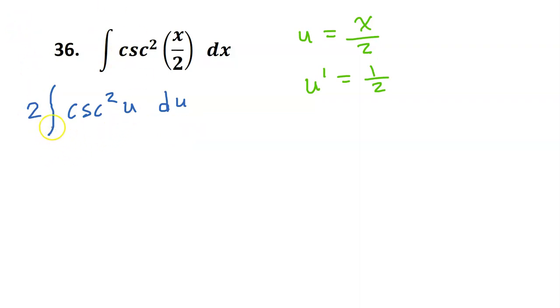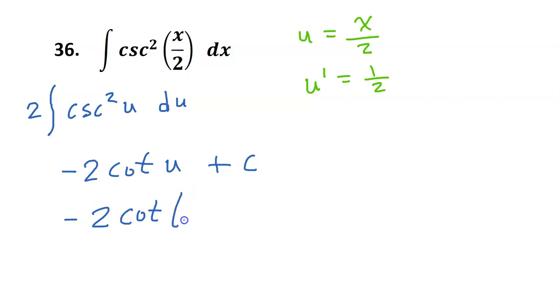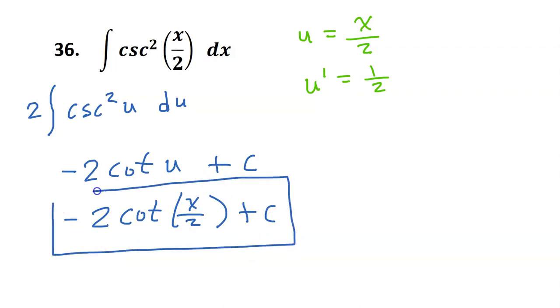As I mentioned in the review, the integral of cosecant squared is negative cotangent. So we have negative cotangent u plus c. Don't forget the 2 in the front, which will now be a negative 2. Time to get the x's involved again. So u is equal to x over 2. So we have negative 2 times the cotangent of x over 2 plus c. And that is the final answer.